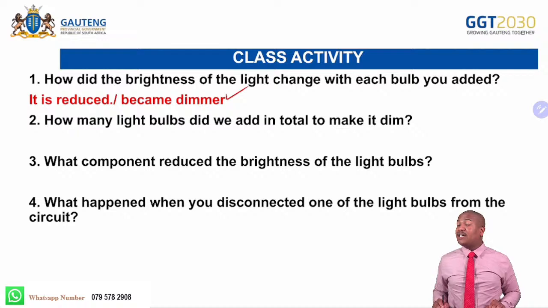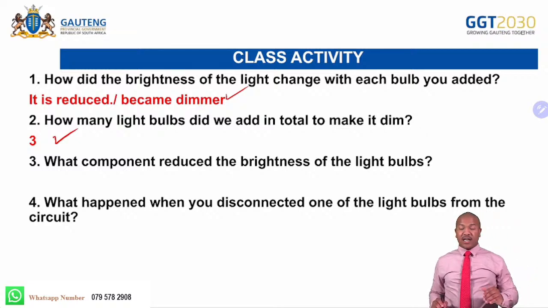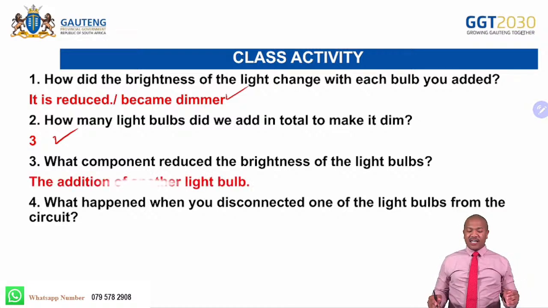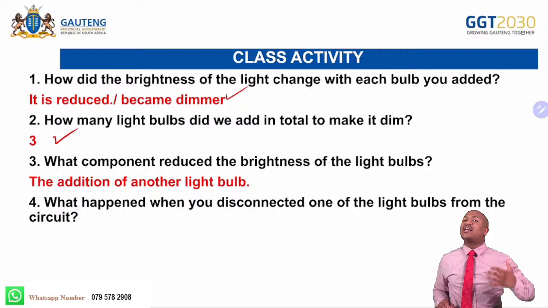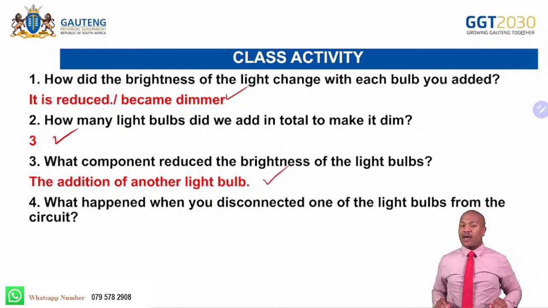Number two, how many light bulbs did we add in total to make it dim? Remember, we added 3 light bulbs. And number 3, what component reduced the brightness of the light bulbs? It is the addition of another light bulb, because light bulbs are resistors as well.